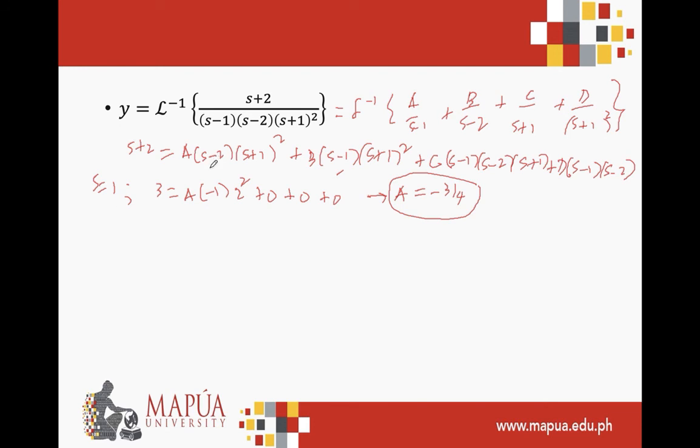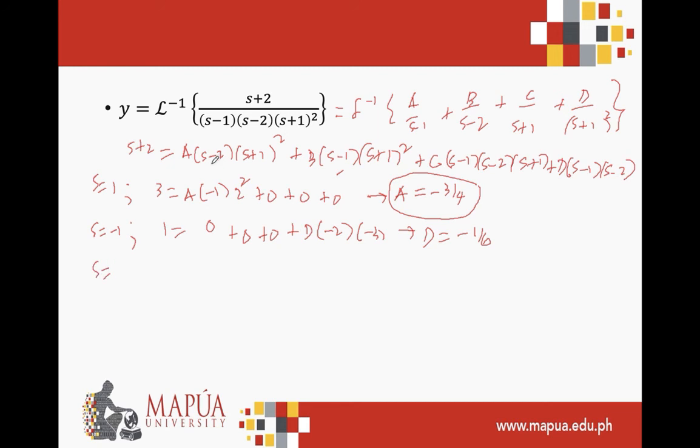And then what else? s plus 1, so s equals negative 1, so this is negative 1 plus 2. So those terms with s plus 1 become 0. Plus d, negative 2 here, negative 1. Negative 1 minus 2 is negative 3. So your d therefore is equal to negative 1 over 6.